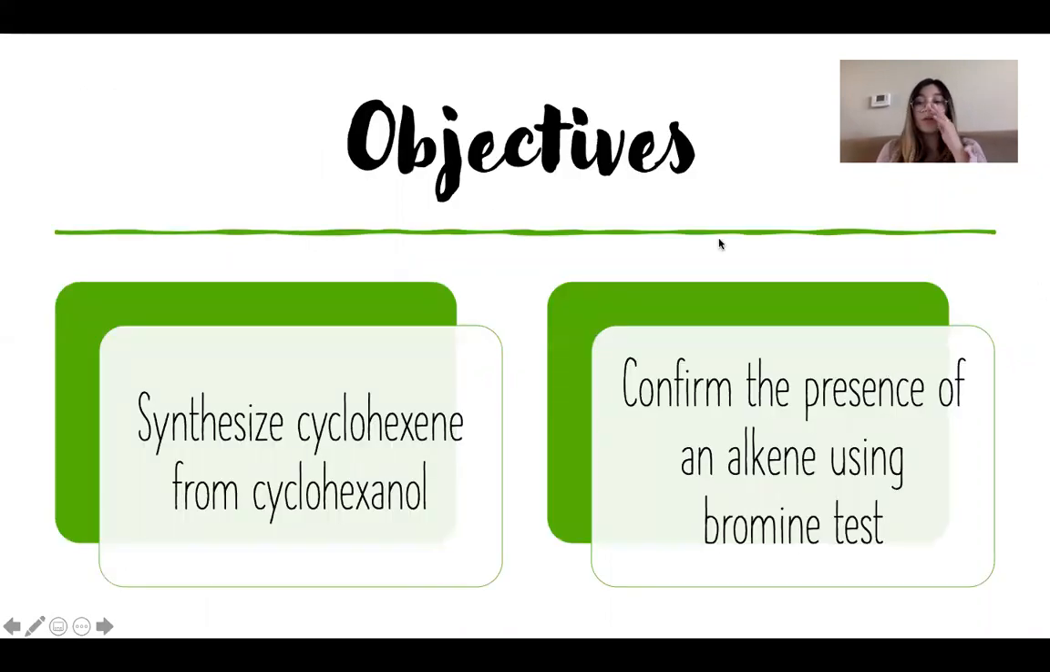Okay, so the objectives for this lab are to synthesize cyclohexene from cyclohexanol, and then to confirm the presence of the alkene using the bromine test.